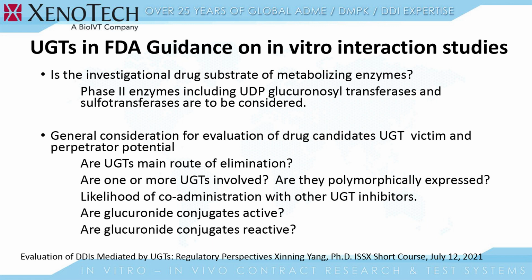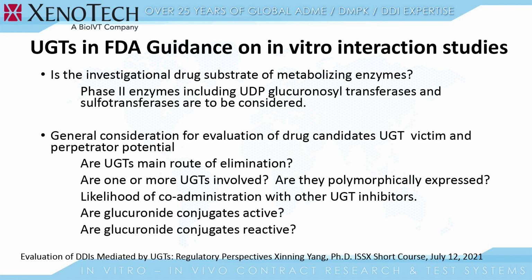And these include the UGTs and sulfotransferases, along with UDP glucuronosyltransferases. So some general things to take into consideration when evaluating the victim or perpetrator potential of a drug to UGT or to any other non-CYP enzymes can be put forth in the form of the following questions that the drug developer should aim to answer.